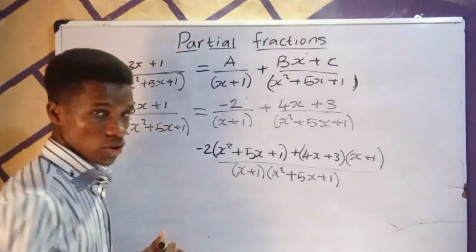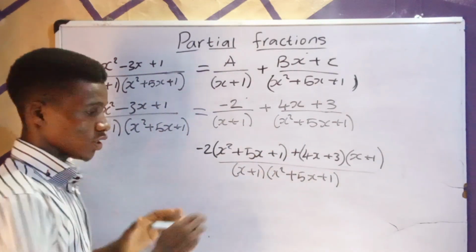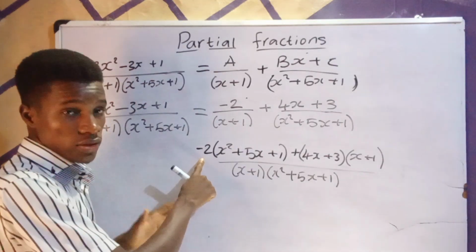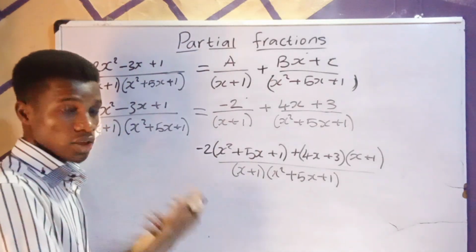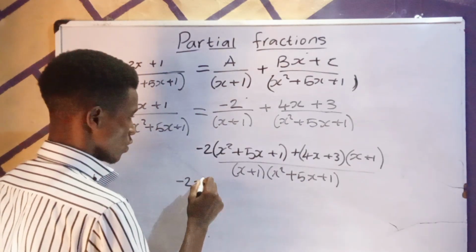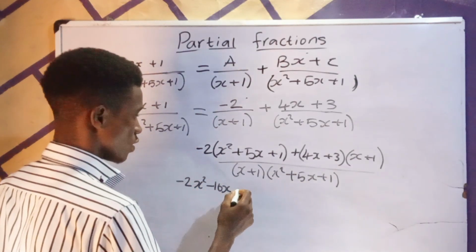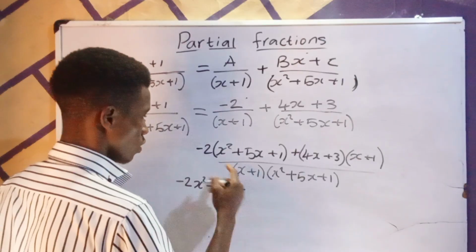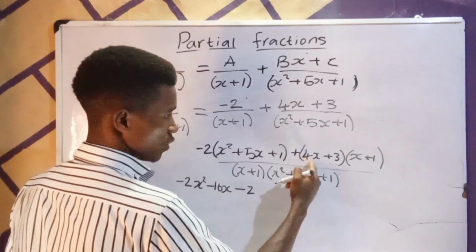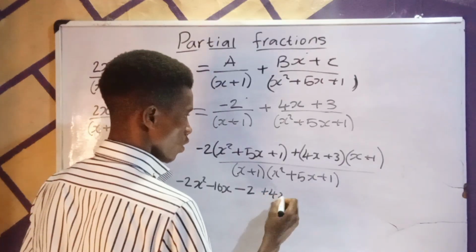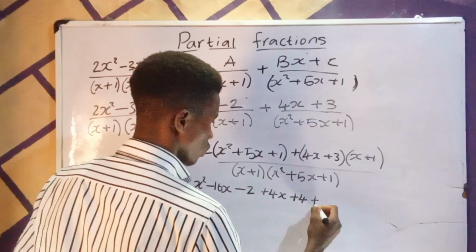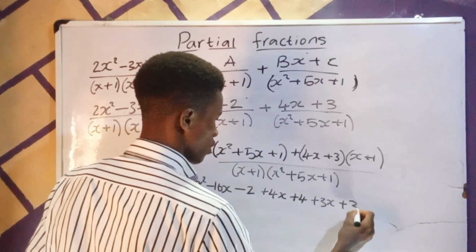Let's just evaluate the numerator, since we have seen that the denominators are the same and we have already taken the LCM. We are just trying to verify. So when we open up the bracket, we have minus 2x squared minus 10x plus, here we have minus 2, then we are done with this one. This time, this will give us plus 4x plus 4. We are done with this now. This one will be plus 3x plus 3.